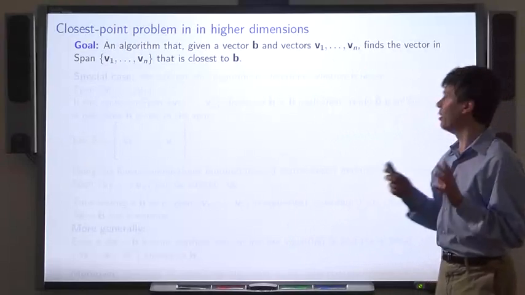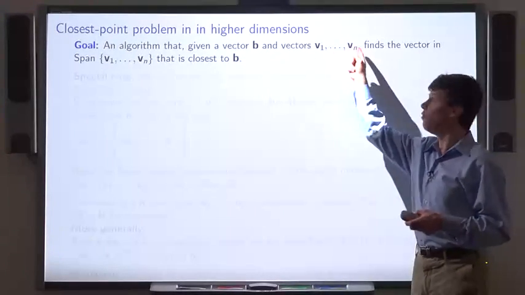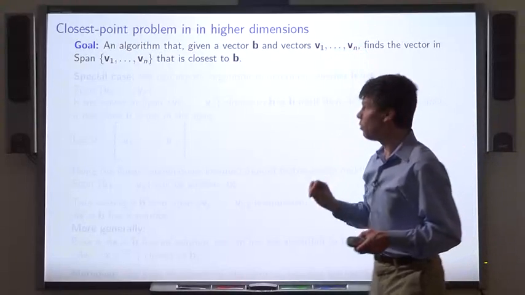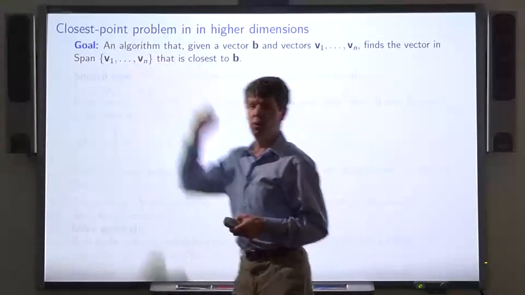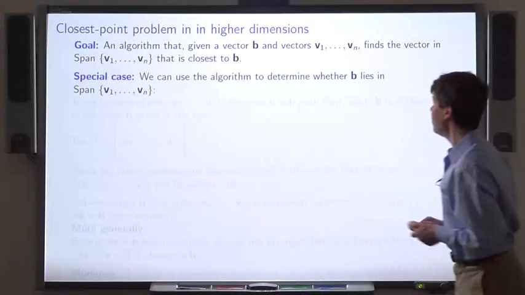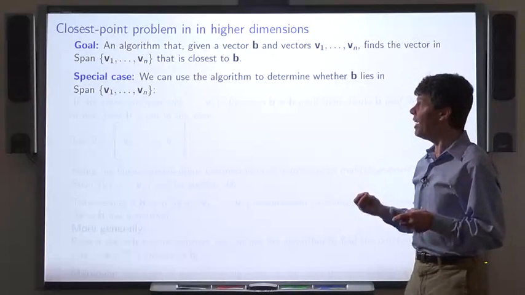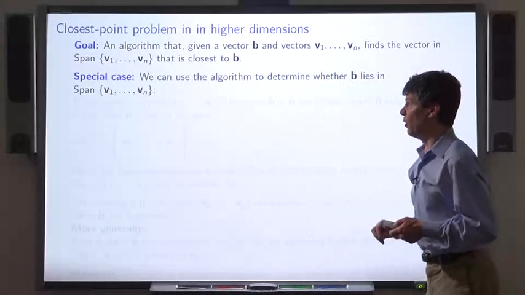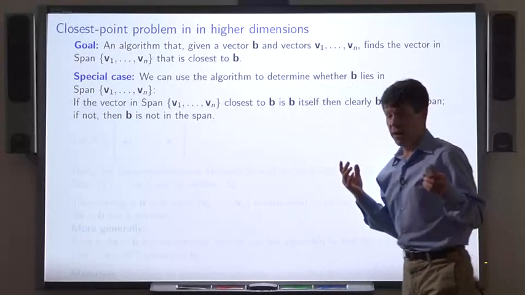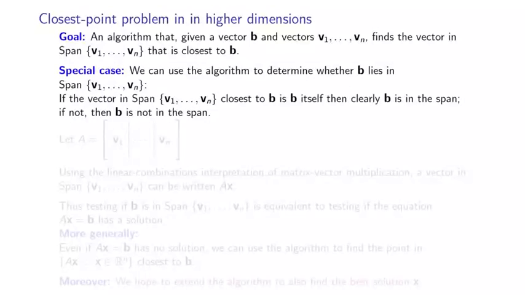So we want to come up with an algorithm that will solve problems of this form. More generally, given a vector B and vectors V1 through Vn, we want the algorithm to find the vector in the span of V1 through Vn that's closest to B. Now, as a special case, we could use such an algorithm to decide whether B lies in the span of these vectors V1 through Vn. After all, if the vector in the span of V1 through Vn closest to B is B itself, that means that B is in the span. If not, then B is not in the span.